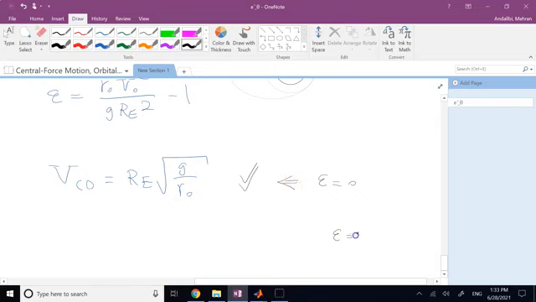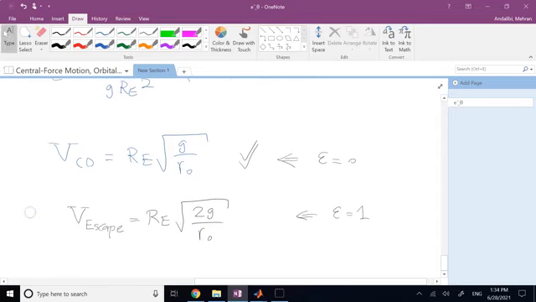If epsilon is 1, what happens? So this whole thing becomes 1, and then you take 1 to the other side, becomes 2. And so your v of, we call it escape velocity, is going to be RE times square root of 2g over R naught. So this is what we call the escape velocity.